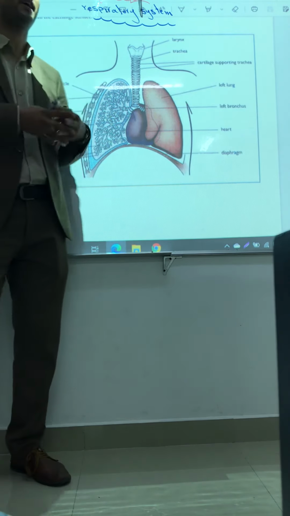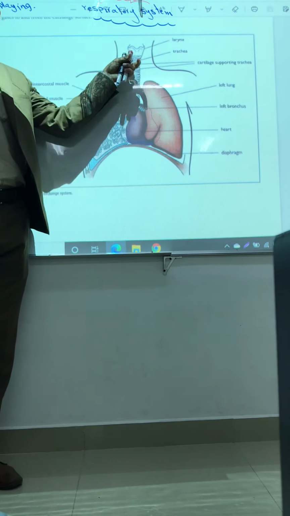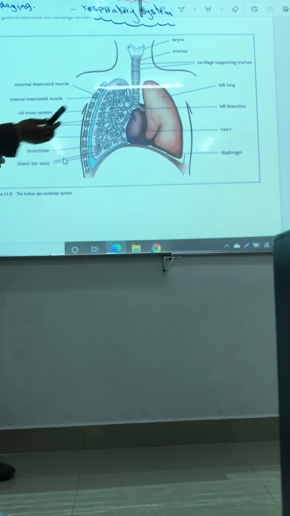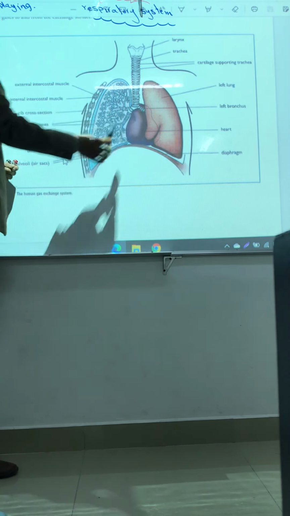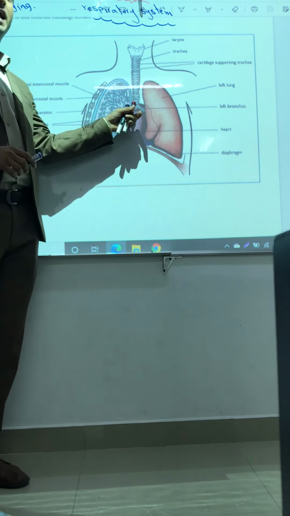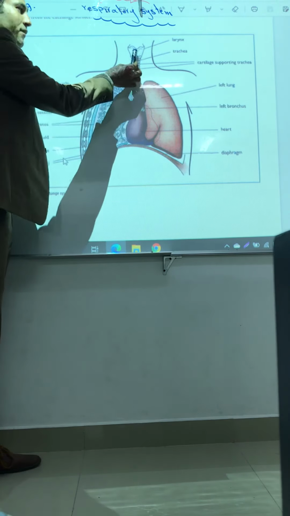The first point today, students, in the class: you should identify what are the structures included in the respiratory system. The respiratory system is one system inside the human body, a very important one, and it has different functions. The first one is the structures, identify the structures.